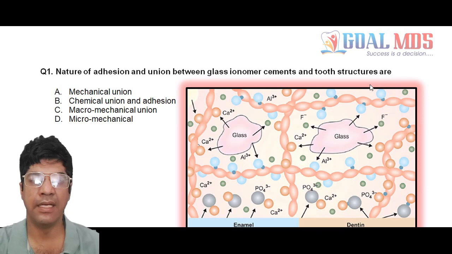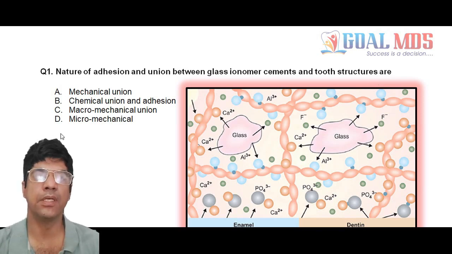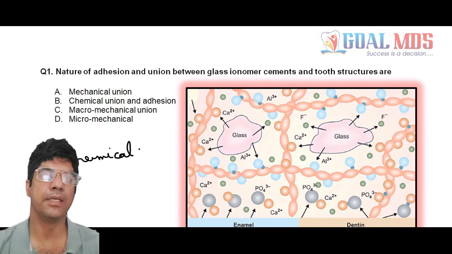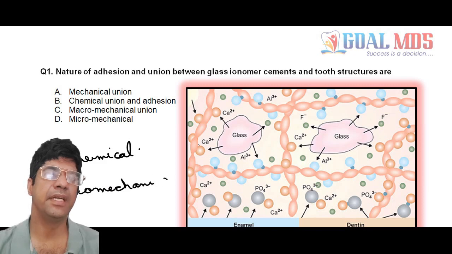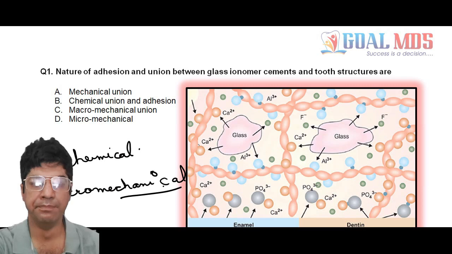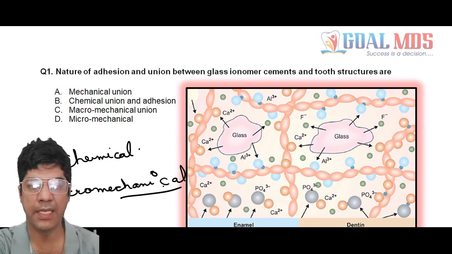So it achieves retention by both the chemical method and micromechanical method. So GIC will receive retention by both methods. One is chemical and the other is micromechanical interlocking.